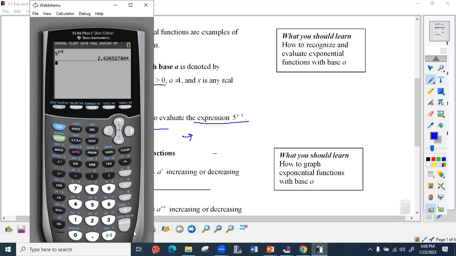So I hit enter and I get an approximate value. We're going to always practice rounding to the nearest thousandth unless said otherwise. So our approximate value is 2.627. Any complications with plugging into the calculator? Hopefully not. Put batteries in, put it on the charger, be a problem solver.